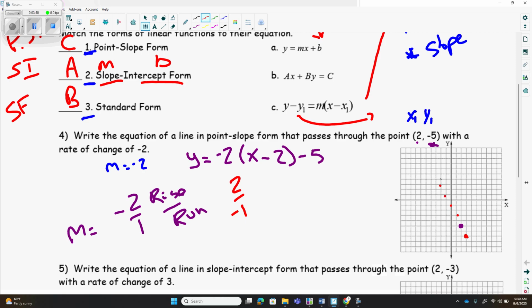Now, I have a lot of people who would draw these dots and just leave it like that. And that is not the line. The line is where you connect the dots. Okay? So that is writing it into point slope form right there. There you go.